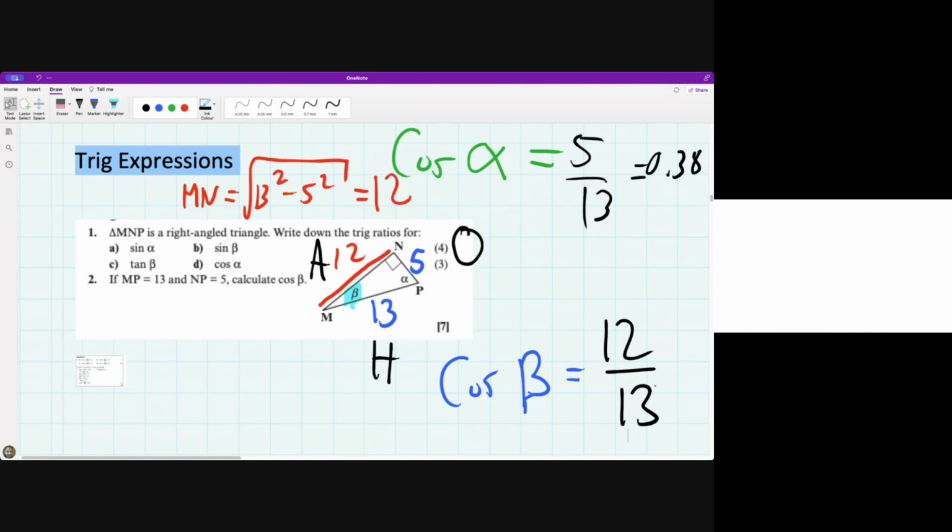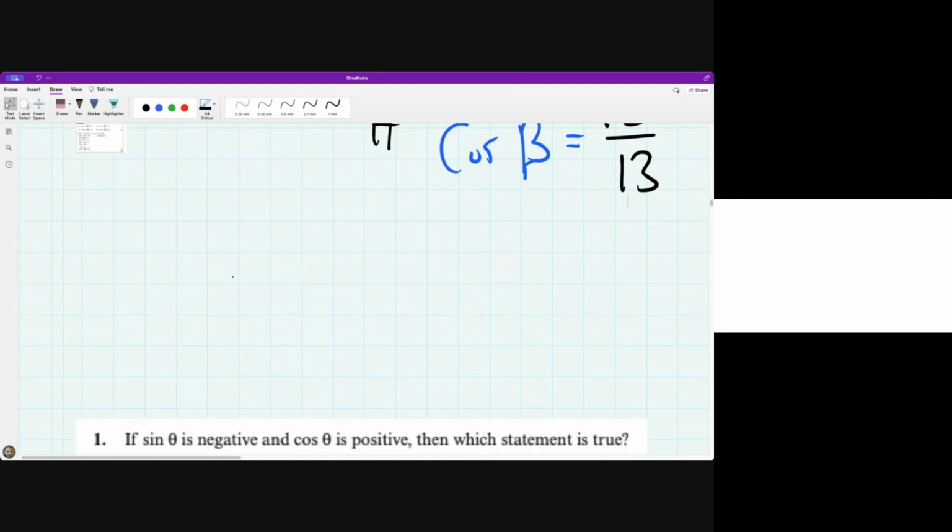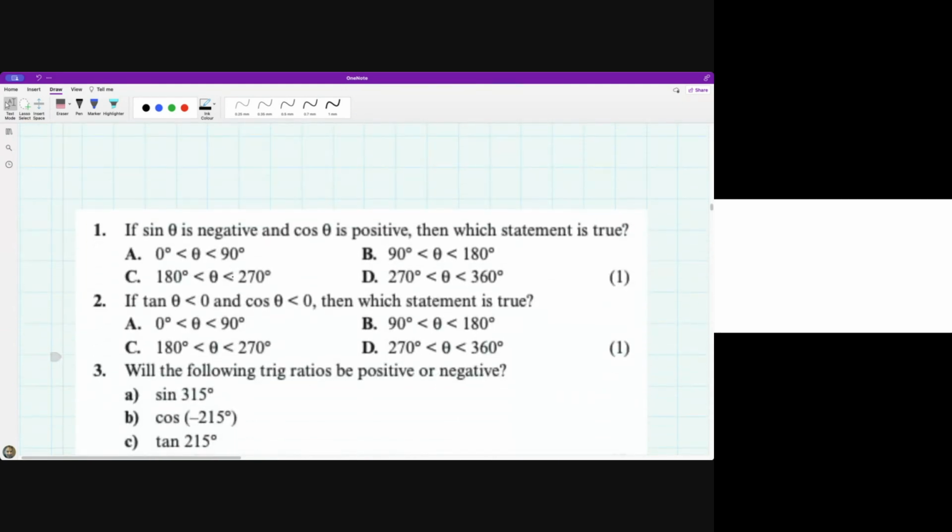And a lot of students struggle with this idea, that when you change the reference angle, the O's and the H's and the A's move around, or the X's, the Y's, and the R's move around. Thumbs up if I've helped you understand that a bit. Thumbs down if you feel a bit lost about what I mean by the O's, A's, and H's moving around. Okay, so this wouldn't be out of place in an exam question here. Let's keep moving.